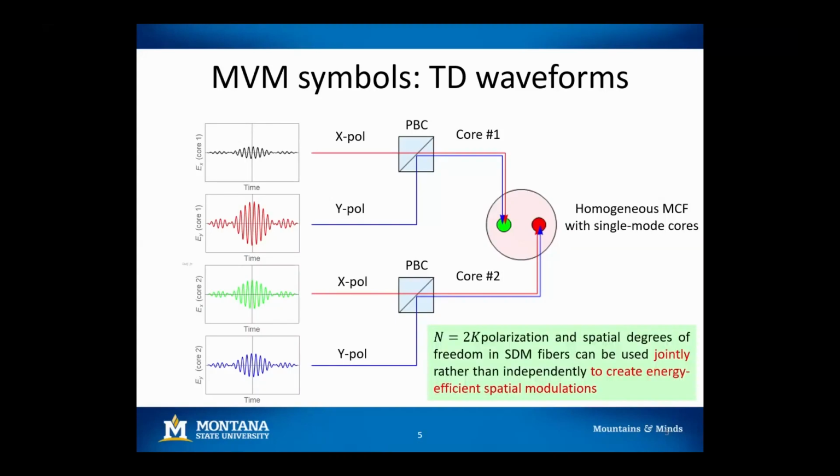In general, we can generalize the scheme that I show here. In the case of K cores, we have 2 polarizations per core, so we have n polarization and spatial degrees of freedom. And the difference compared to space division multiplexing is that here we don't use the modes independently, but all together as a single channel to create energy efficient spatial modulations. But as I said, we can take into account the equivalency between spatial modes and time slots and make a multi-dimensional format in time domain using exactly the same mathematics.